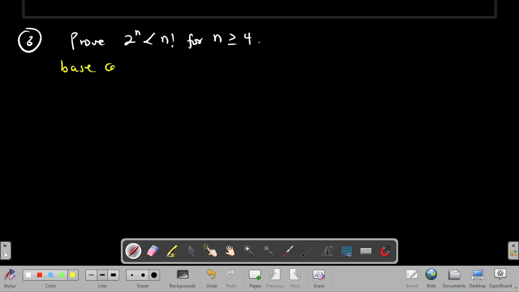Usually we test for our base case, but take note of the change. The base case now can't be n equals 1, because our statement brought its own condition that n is greater than or equal to 4. So here our base case is when n is equal to 4. On the left side I'll have 2 to the power 4, which is less than 4 factorial. 2 to the power 4 is simply 16, and 4 factorial is 24, right? Therefore, our base case is true.